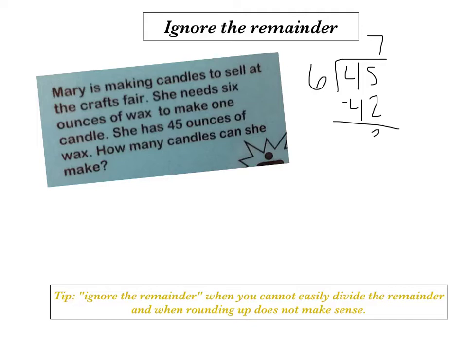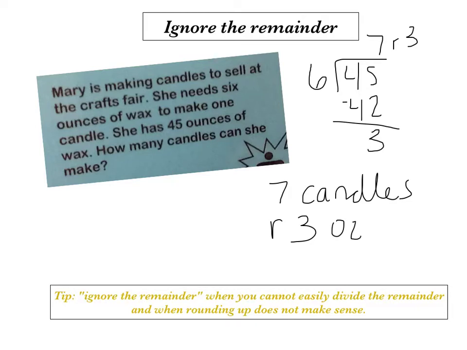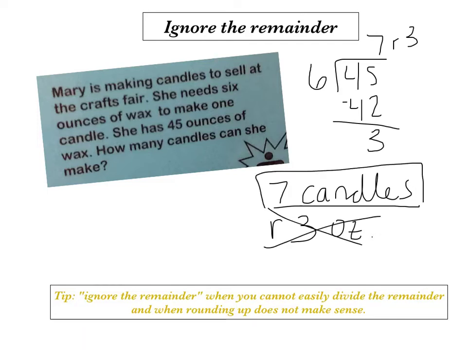5 minus 2 is 3. So I've got a 7, remainder 3. Well, I've got 7 what? 7 candles, remainder 3. Well, let's look back. 3 ounces of wax. The question is asking how many candles can she make? She can make 7 candles. Can she make another candle with the 3 ounces? No, so we're going to drop the remainder, and our answer is just going to be 7 candles.